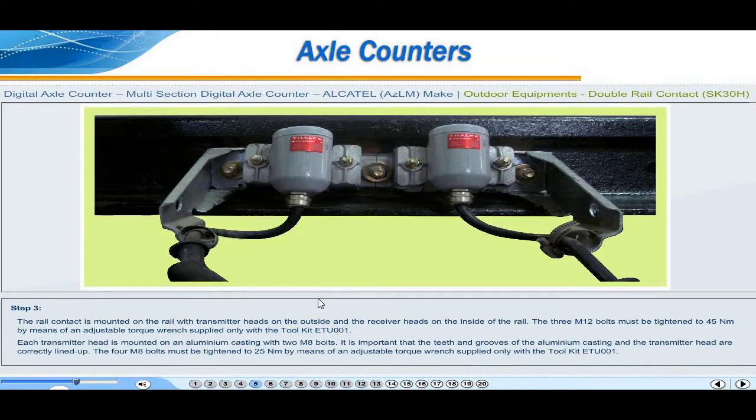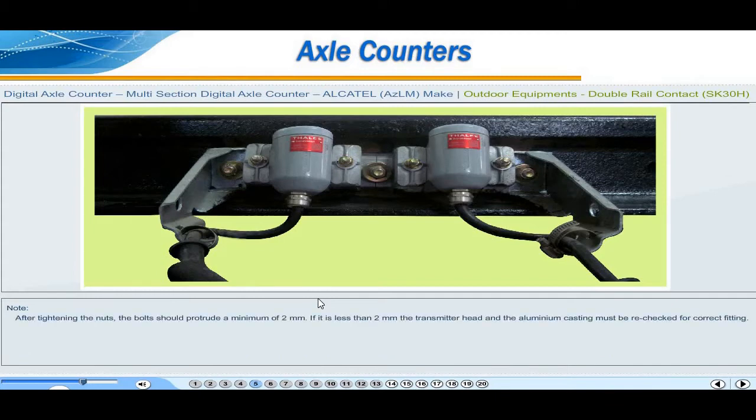Each transmitter head is mounted on an aluminum casting with 2M8 bolts. It is important that the teeth and the grooves of the aluminum casting and the transmitter head are correctly lined up. The 4M8 bolts must be tightened to 25 Newton meters by means of an adjustable torque wrench supplied only with the toolkit ETU 001. Note: after tightening the nuts, the bolts should protrude a minimum of 2 millimeters. If it is less than 2 millimeters, the transmitter head and the aluminum casting must be rechecked for correct fitting.